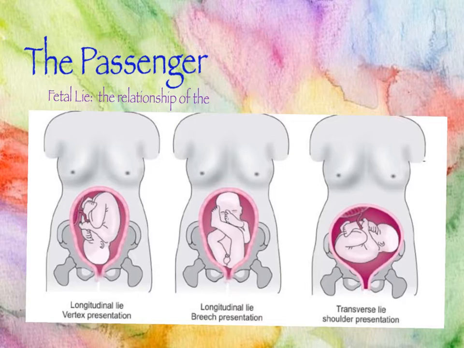Okay. Then next we have what's called a transverse lie, and this is when the baby is laying sideways. The longitudinal axis of the fetus is perpendicular to the longitudinal axis of the mother. Don't use the big words if you don't want. Just the baby is sideways. Transverse means sideways. So that is obviously another factor that's going to influence labor. You can get a vaginal delivery from a vertex or a breech presentation. You will never get one spontaneously from a transverse lie.